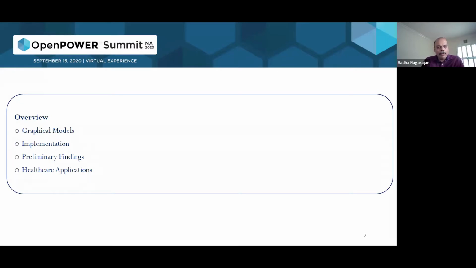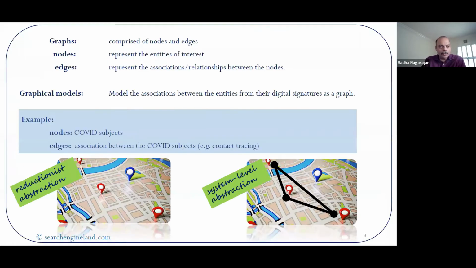So a brief overview of the presentation. We'll talk about graphical models as to what these are and why they are pertinent and implementation aspects. And we'll discuss some of our preliminary results. This is work in progress. And we'll also discuss healthcare applications.